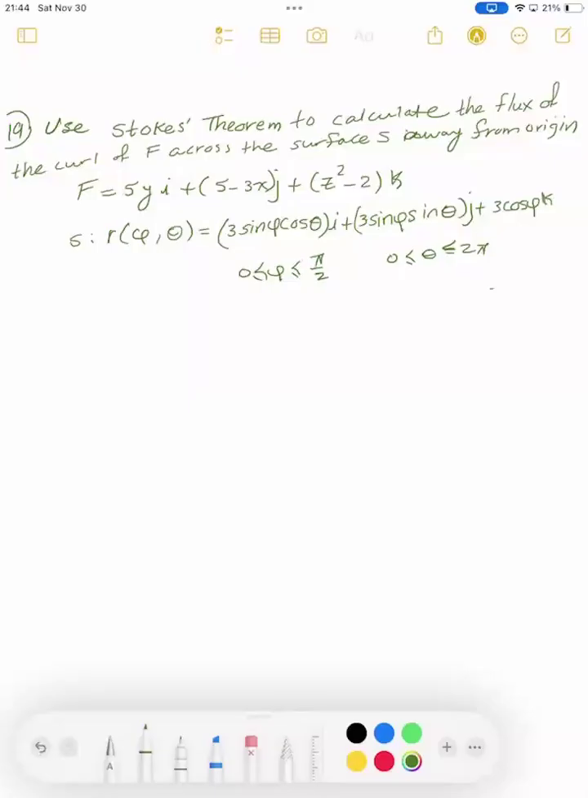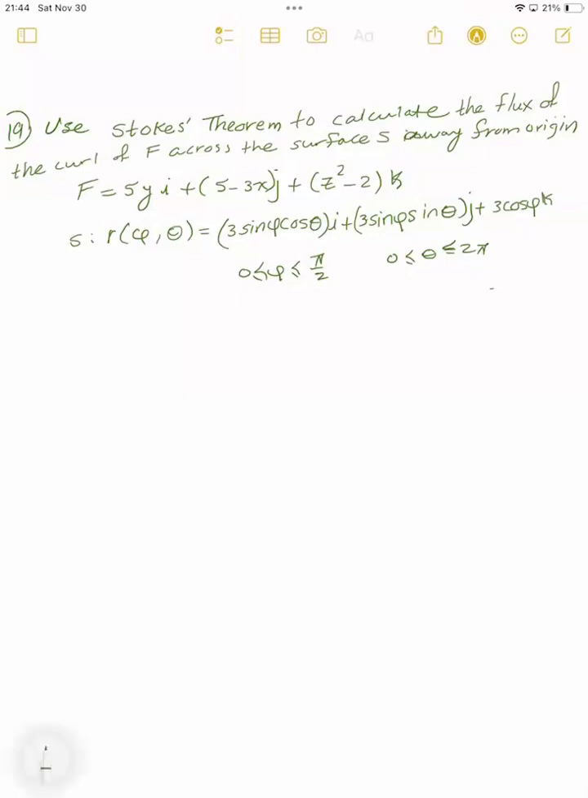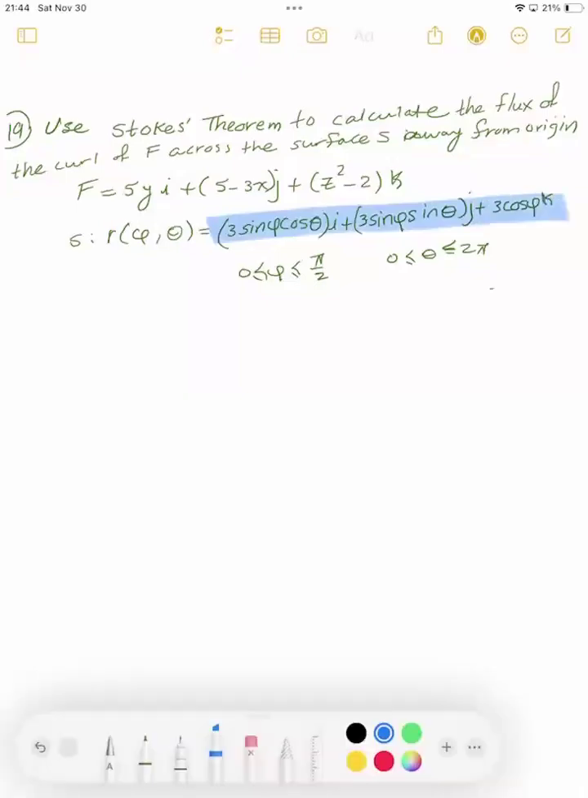This is question number 19. Use Stokes' theorem to calculate the flux of the curl of F across the surface S away from origin direction. So what we have is a force function, and then we have a surface, and if you notice, the surface is a sphere. That's a parameterization of a sphere.